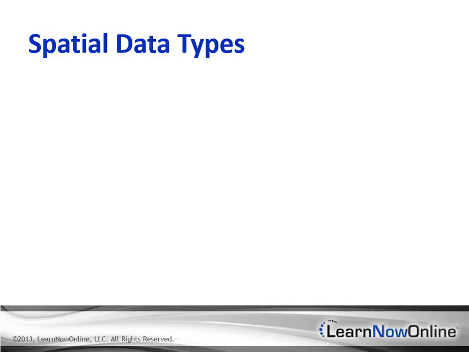The spatial data types are built using an object hierarchy. At the top, there's either geometry or geography. Both of these data types have a very similar set of objects, and so I can talk about both of them at the same time. And then there's a number of objects below them.